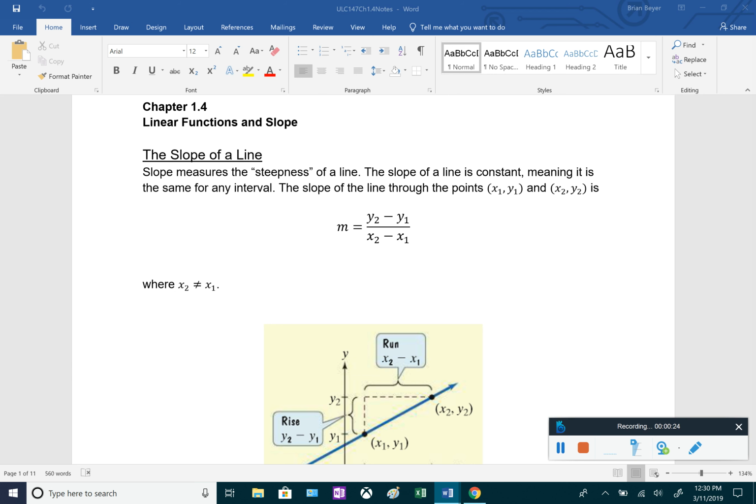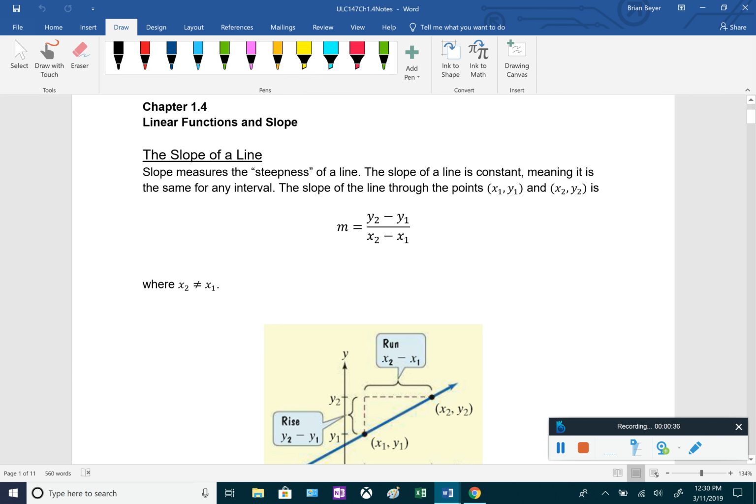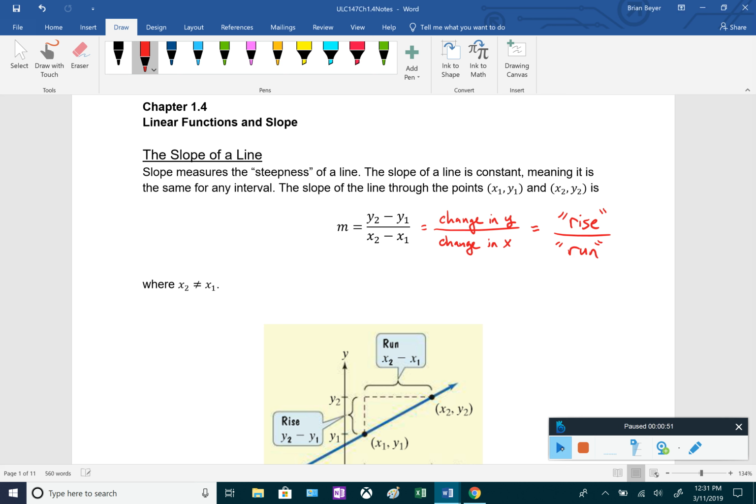exactly the same. So the slope formula here, the slope between 2 points x1 comma y1 and x2 comma y2, is going to be m equals y2 minus y1 divided by x2 minus x1. So it's the difference in the y coordinates divided by the difference in the x coordinates. So change in y divided by change in x, or we can call it rise over run.